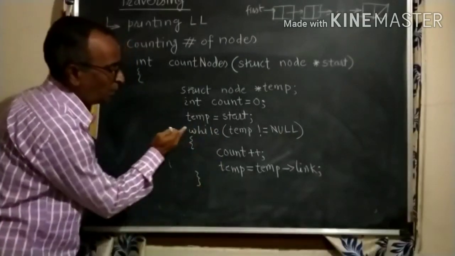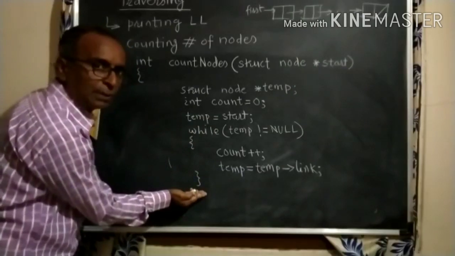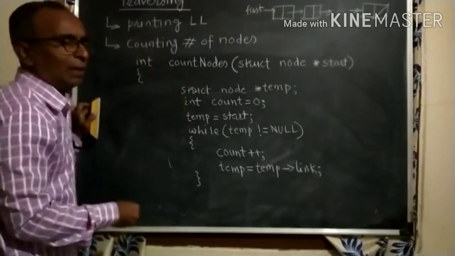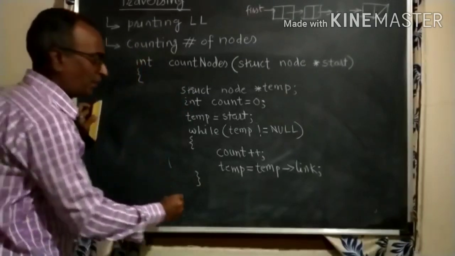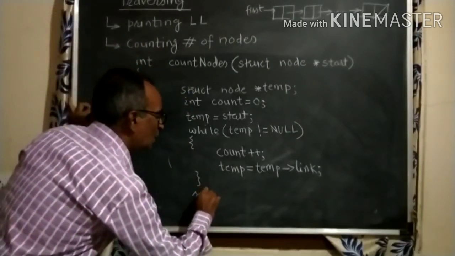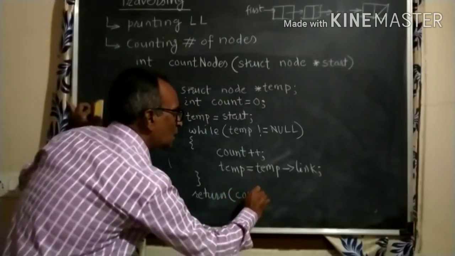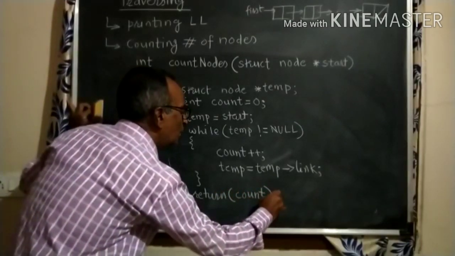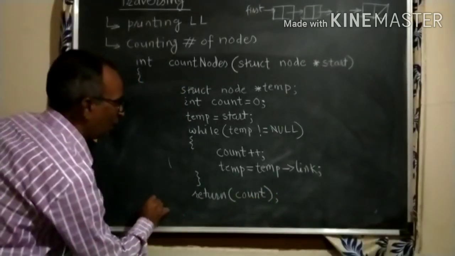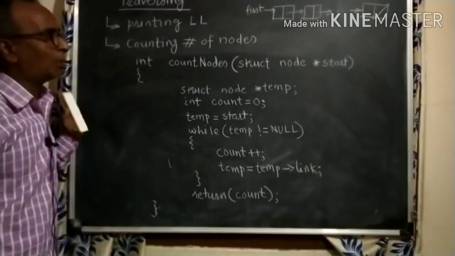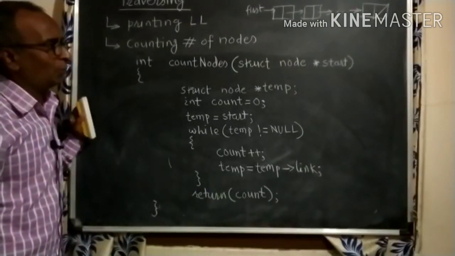So this loop will count the number of nodes. After this loop, whenever control comes out of it, I'll have the count of the number of nodes. So if I return that, that's it. Return count, where the count is in the variable count, and close this. So this is the function for counting the number of nodes.